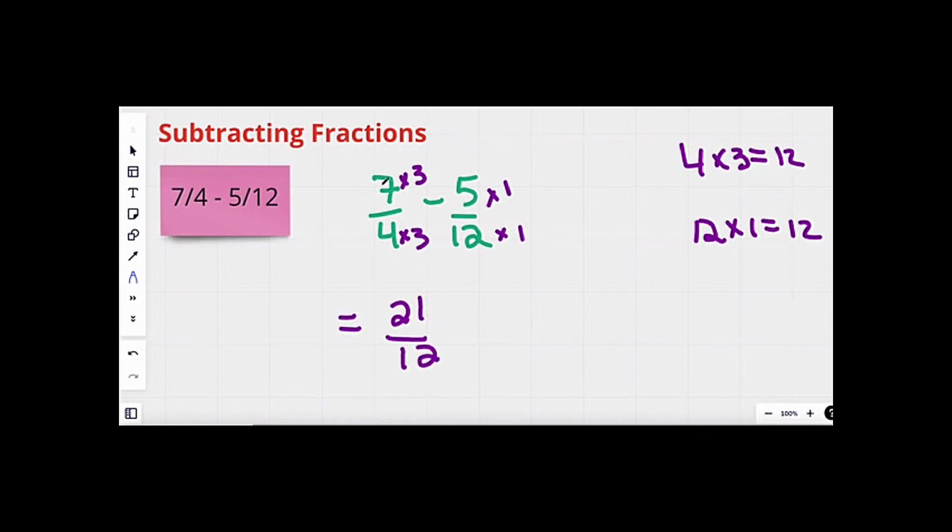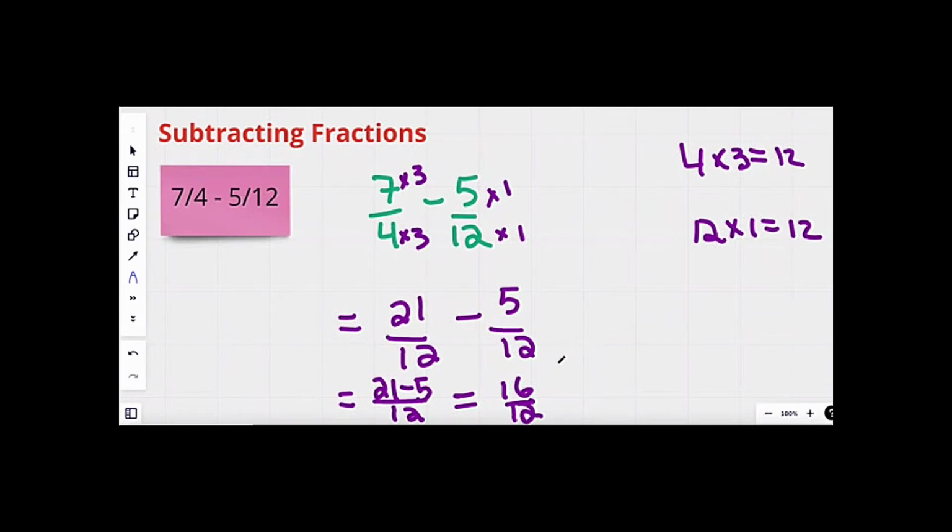How? Because we multiply 7 times 3 is 21, 4 times 3 is 12, minus 5 times 1, which is 5, and 12 times 1, which is 12. So now we do have a common denominator. They both have the same denominator. So we can go ahead and do our subtraction. And so to do that, we have the 12 at the bottom, and now we're going to grab the 21 minus the 5, which gives us 16 over 12. And so that would be our answer.